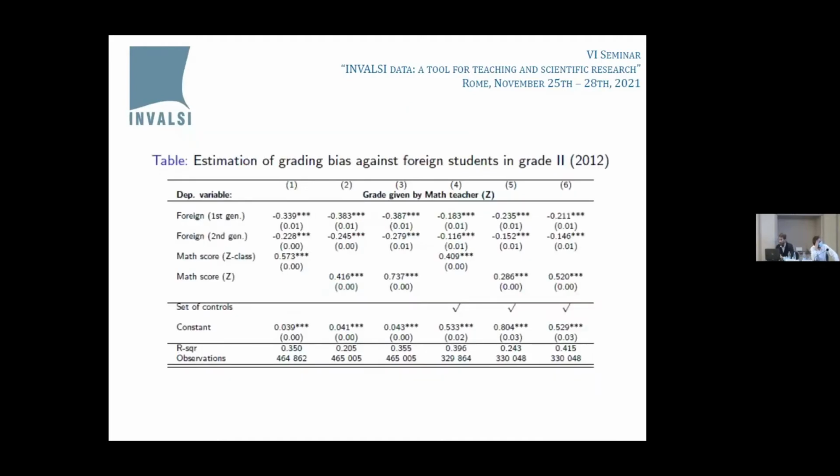And this can be shown also statistically. Let's just focus on the first column, in which we have the baseline model. We see that controlling for the math score standardized at the class level, the effect of being a foreign student is negative on the grade given by the teacher. The coefficient here is 0.339 for first generation and 0.228 for second generation, and is statistically significant with a p-value less than 1%.